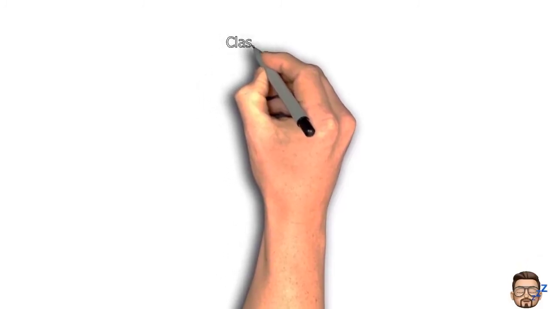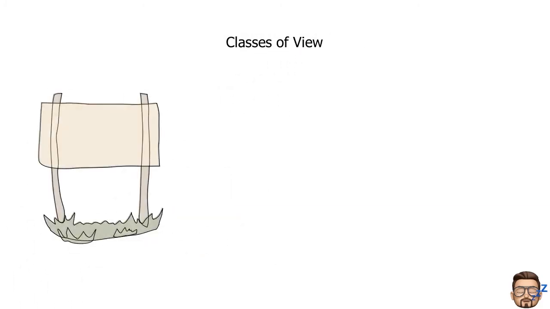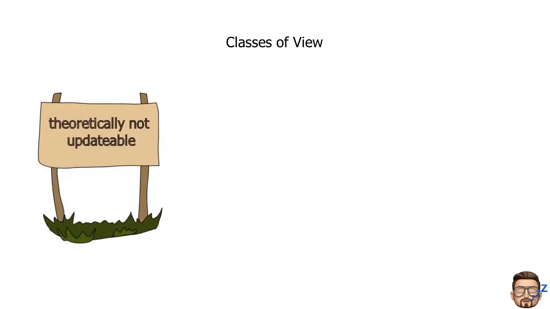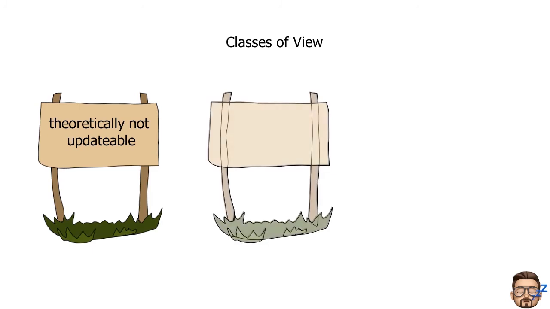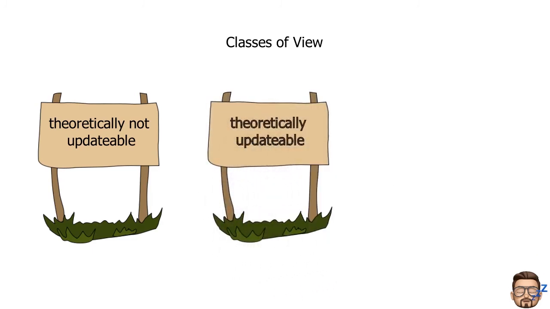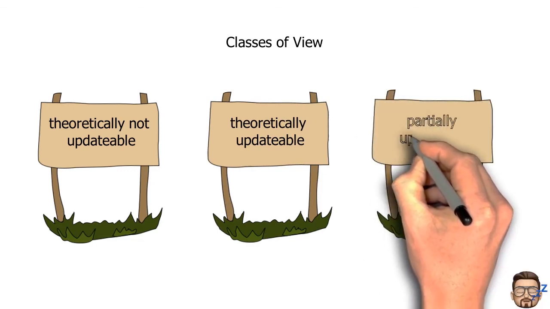We have a few classes of view. The classes of views are defined as theoretically not updatable, theoretically updatable, and the last one, partially updatable. Since this is just a view, it is better to have theoretically not updatable.